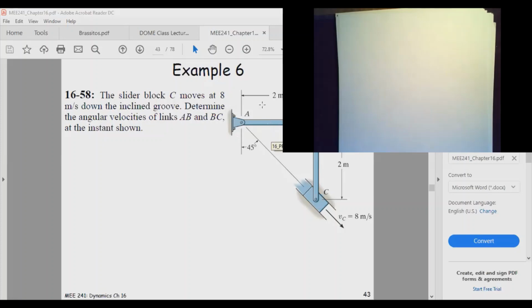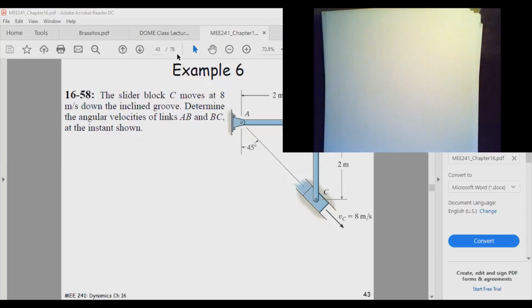But it doesn't really matter. What we should know is each link here has an omega, except this guy. This block has no omega because if you draw a line on it, it's not rotating anywhere. So this is simply translating. In this problem, they gave you the velocity of the block as 8 meters per second in that direction, and we would like to find the angular velocities of link AB and then link BC. How could you do that?